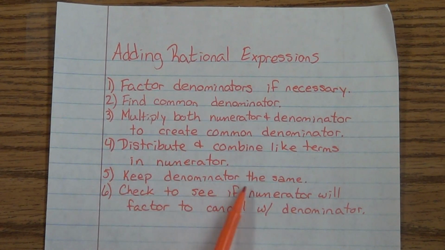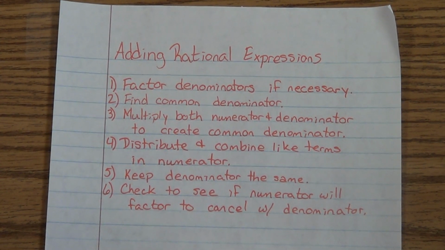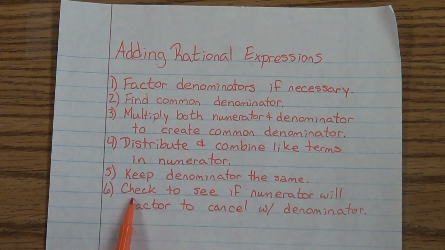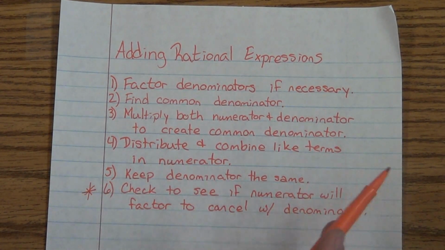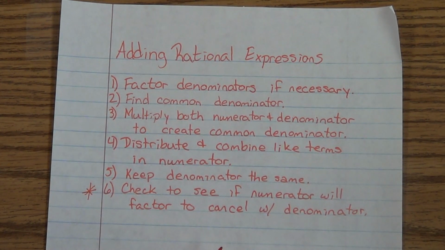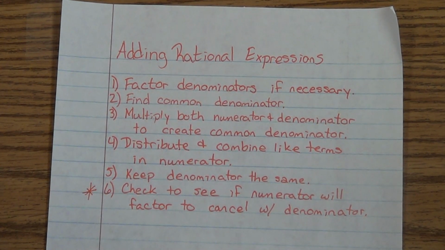Step number 5, keep the denominator the same. And then step number 6, at the very end, we can check to see if our numerator will factor to cancel with the denominator. So no canceling until step number 6. That's the biggest mistake. All right, so let's move on to our first example.